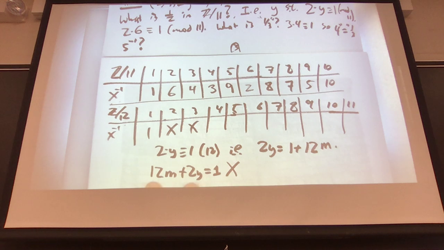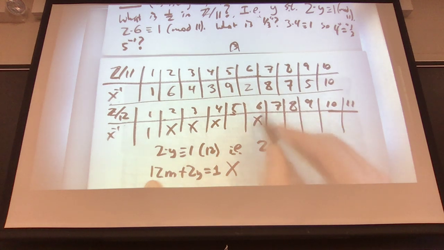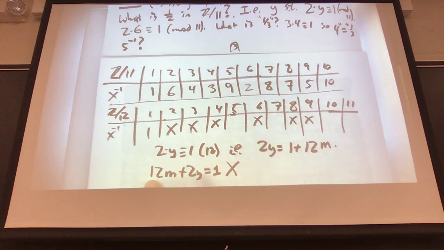For the same reason, if I put a 3 here instead of a 2, both things here are multiples of 3. Everything that has a factor in common with 12 cannot have an inverse. So 6 can't have an inverse because this will be even. 8 can't have an inverse because that'll be even. 9 can't because that'll be a multiple of 3. 10 can't because that'll be even. So our only options are 1, 5, 7, and 11, and those are exactly the numbers that are co-prime to 12.